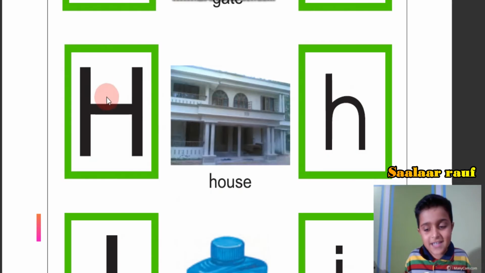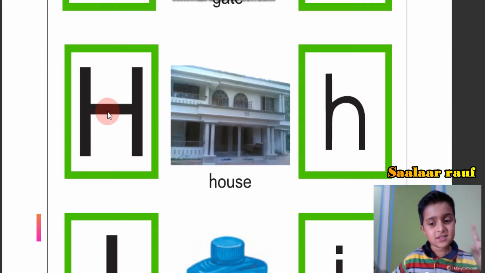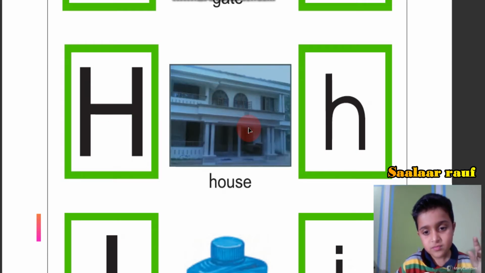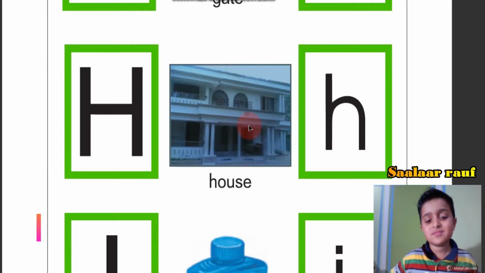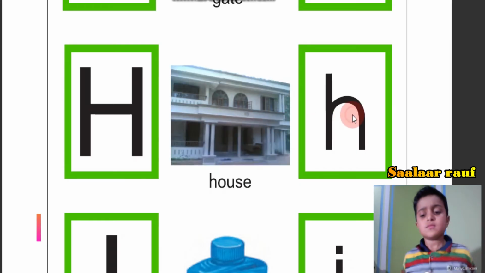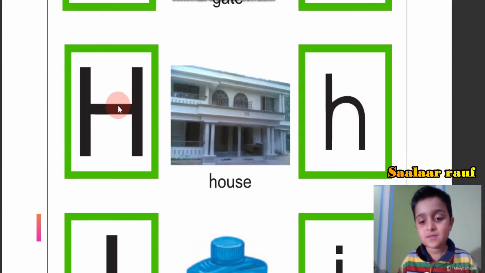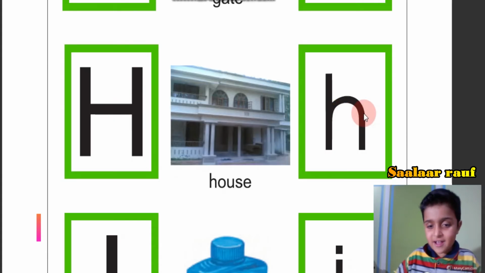And this one is H. Capital H. What is this? H. What about this? H for? House. H for house. Both are H. This is capital and this is small.